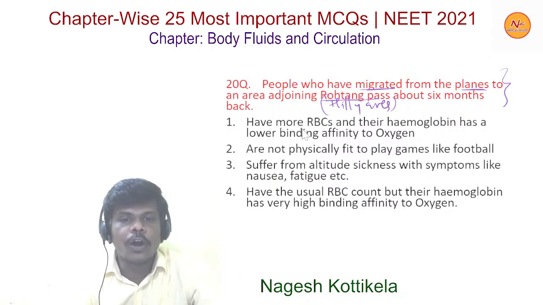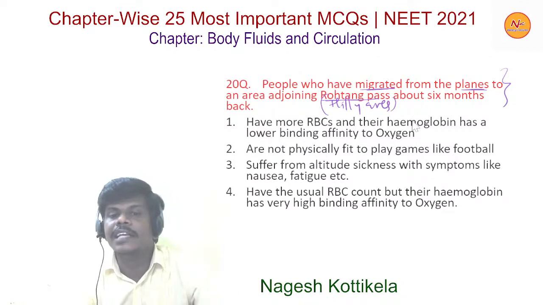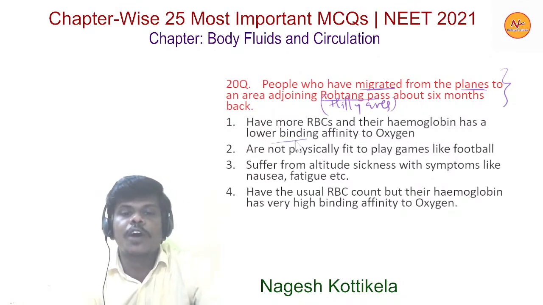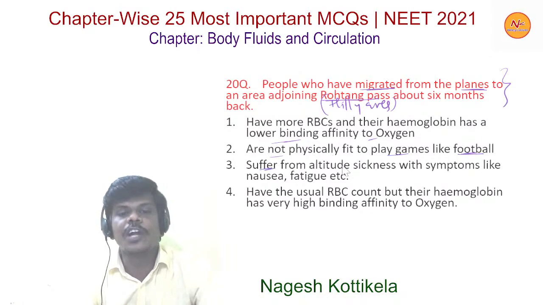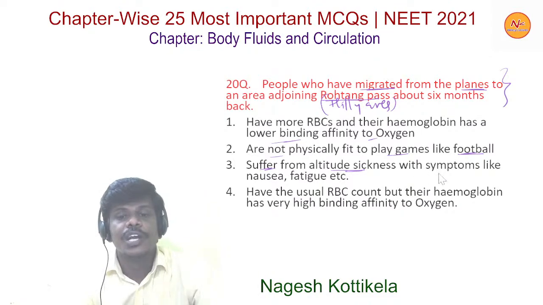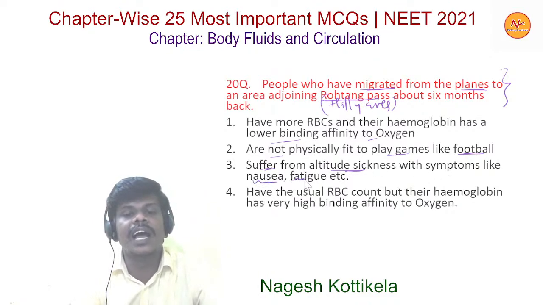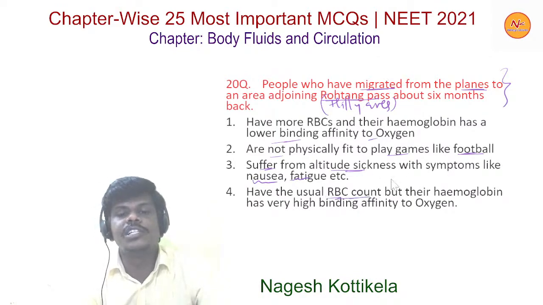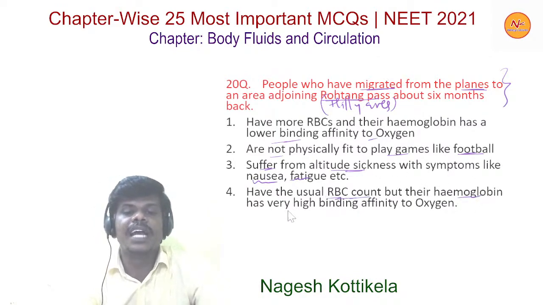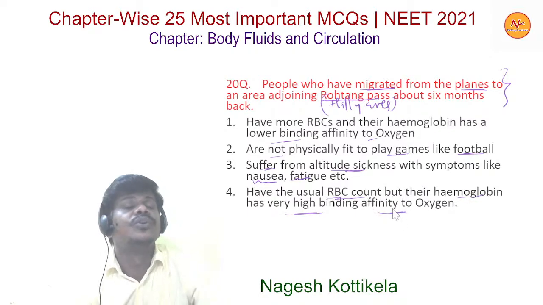Option 1, have more RBCs and their hemoglobin has a lower binding affinity to oxygen. Option 2, are not physically fit to play games like football. Option 3, suffer from altitude sickness with symptoms like nausea and fatigue. Option 4, have the usual RBC count but their hemoglobin has very high binding affinity to oxygen.